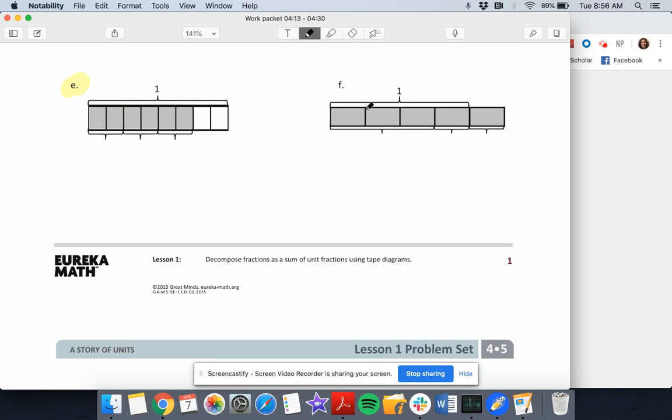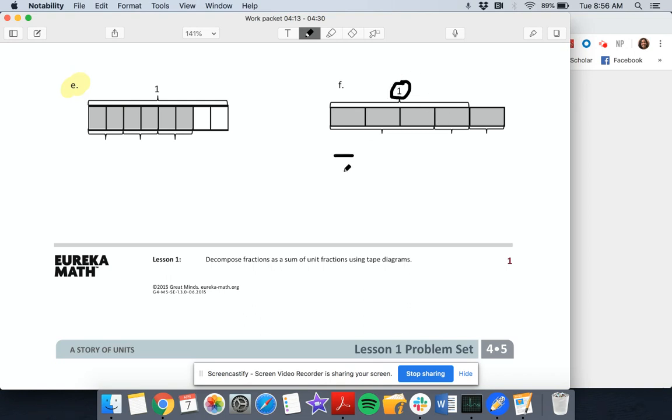Because F is telling us that just these 4 blocks represent 1. And then we kind of have a remainder block over here off to the side. But let's first just find that unit fraction again. We know that these 4 blocks represent 1.